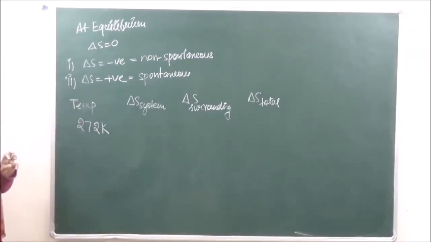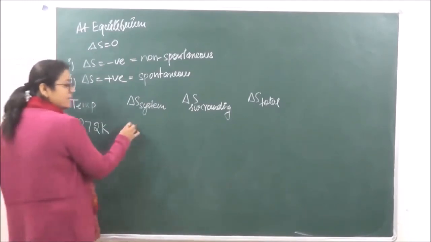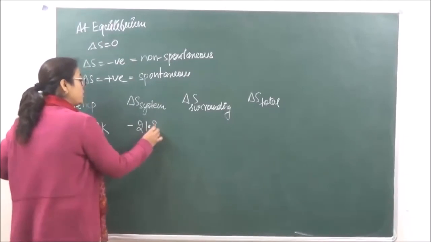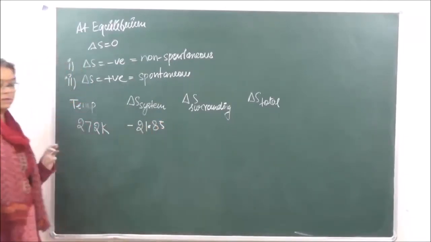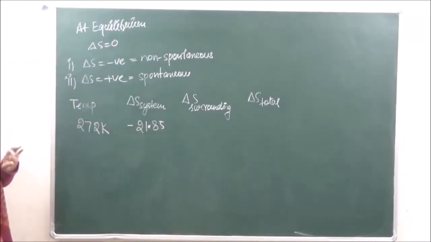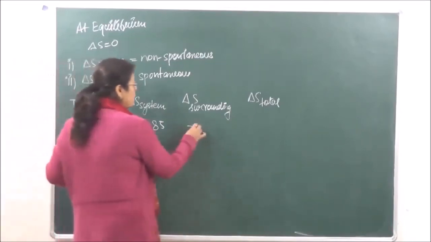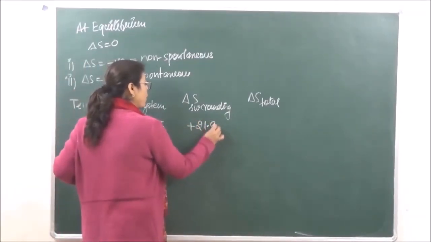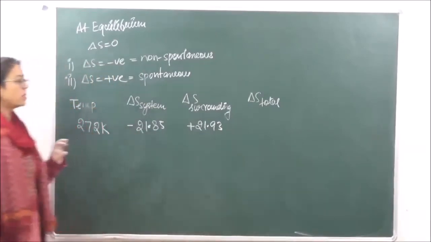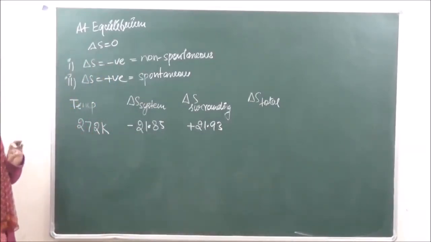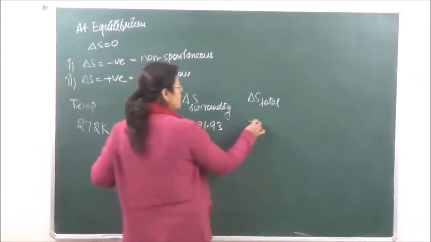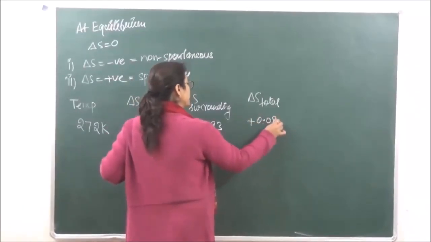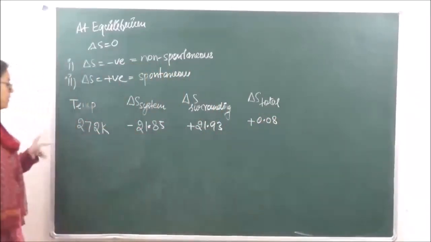This is going to be below 0 degrees Celsius. At 272 Kelvin, it is seen that delta S of the system is equal to minus 21.85, and delta S of surroundings is equal to plus 21.93. What is going to be delta S total? Surroundings plus system. So delta S total over here comes to plus 0.08.